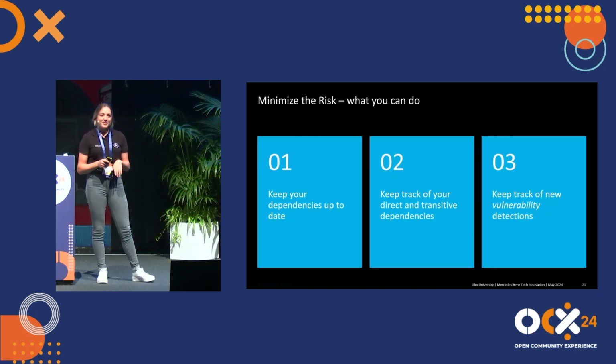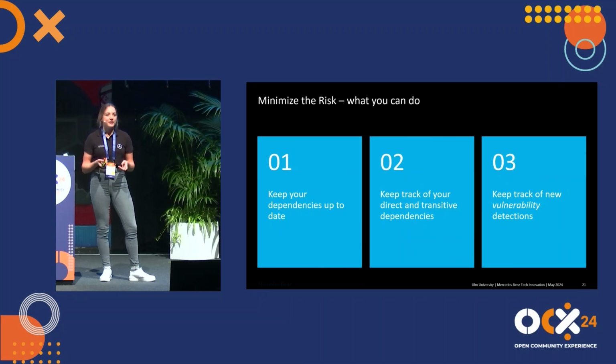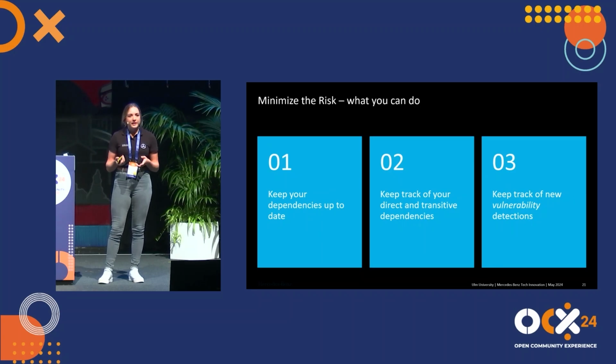Yeah, and I think I'm rather good in time. So this brings me to my last slide. Minimize the risk, what you can do now. First of all, every developer should keep track of your dependencies. So you should regularly generate a software bill of materials, or know basically what's in your software. And not only your direct dependencies, also your transitive dependencies.